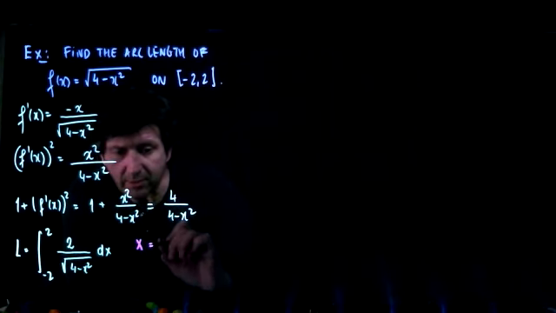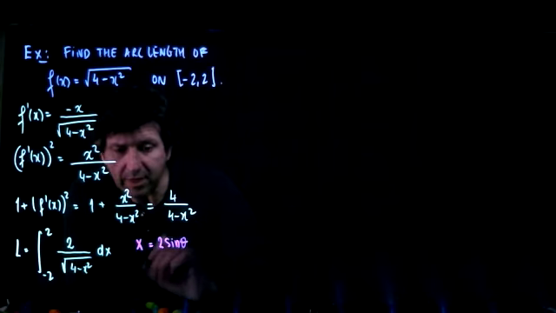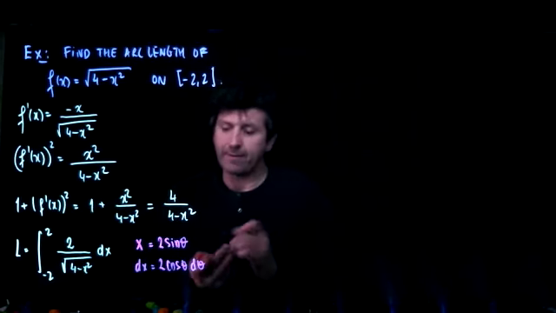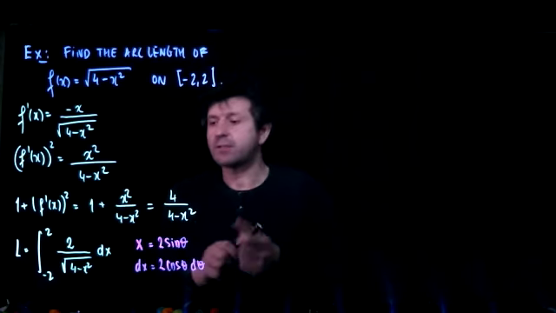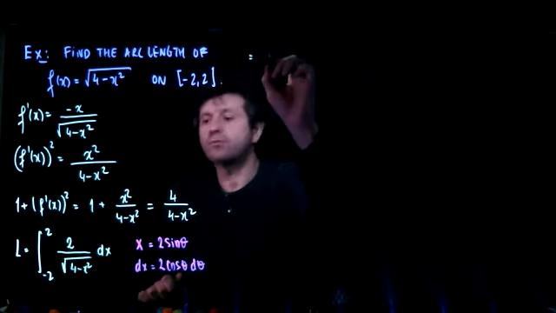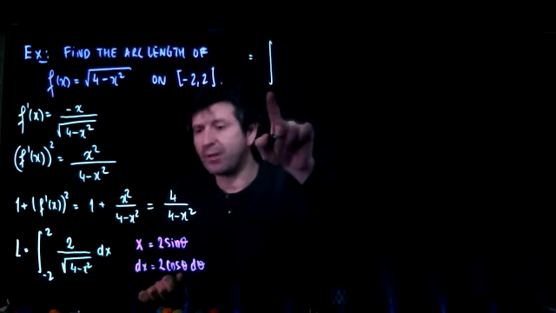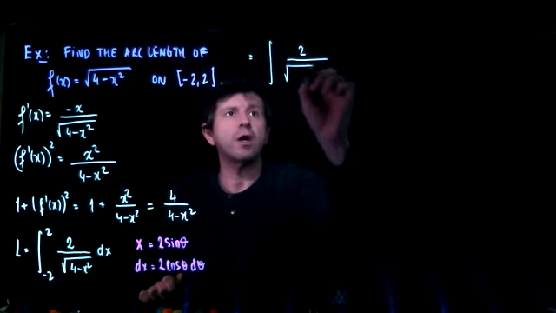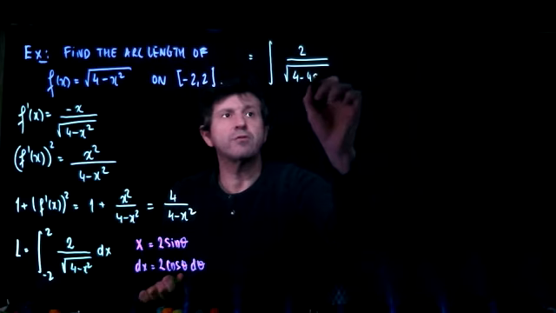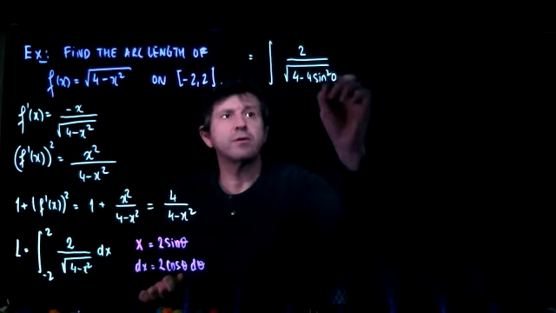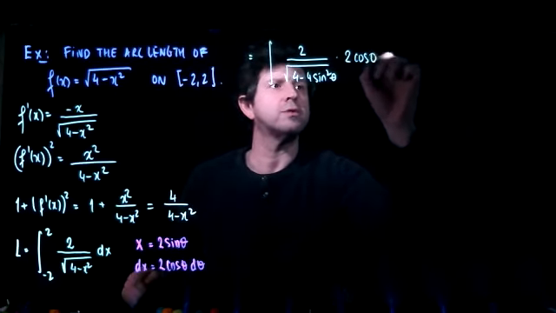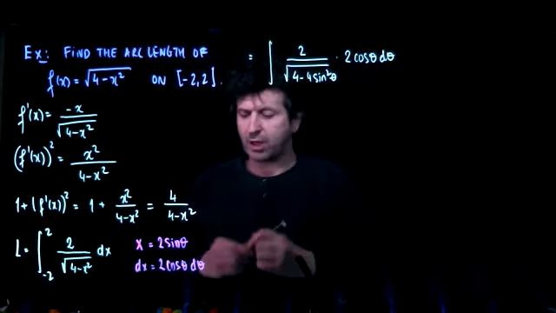Okay, so x will be 2 sine theta, dx is 2 cos theta d theta. Let's replace. The integral, obviously I'm not putting the bounds yet, 2 over the square root of 4 minus 4 sine squared theta times dx, which is 2 cos theta d theta. And now I'm going to take care of the bounds right away.